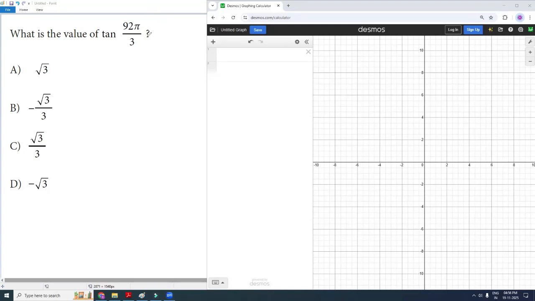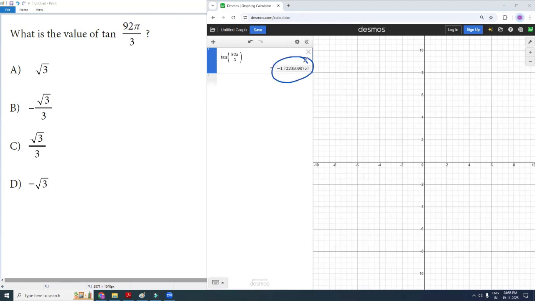What is the value of tangent 92 pi over 3? We can use Desmos to get the value of this trigonometric ratio. Okay, let me do it in Desmos. That is tangent 92 pi over 3. Here I got the value of tangent 92 pi over 3.